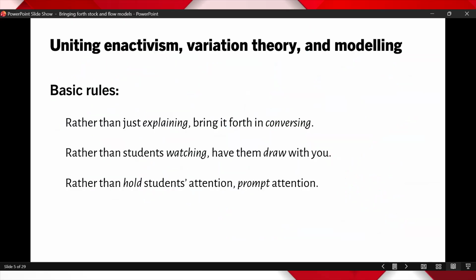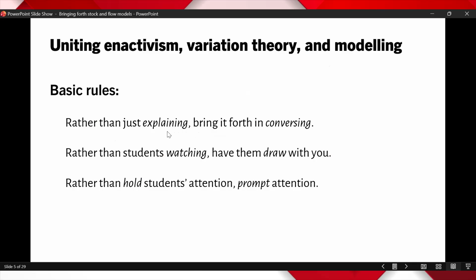It's based on a certain epistemology, which is from enactivism, which stems from cybernetics. So it's still kind of a systems epistemology. Variation theory as well is quite allied with that area. And then obviously modeling. So the tool is the stock and flow, but the way that I teach is grounded in enactivism. So these are just some basic rules.